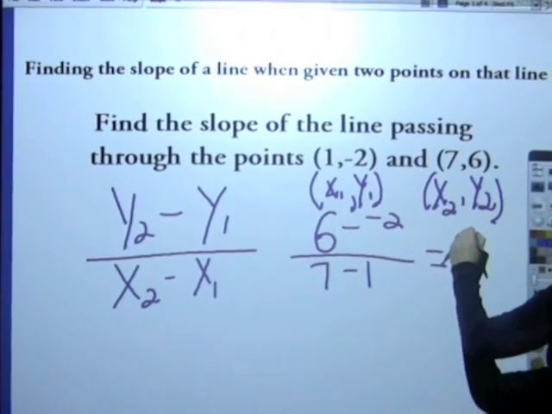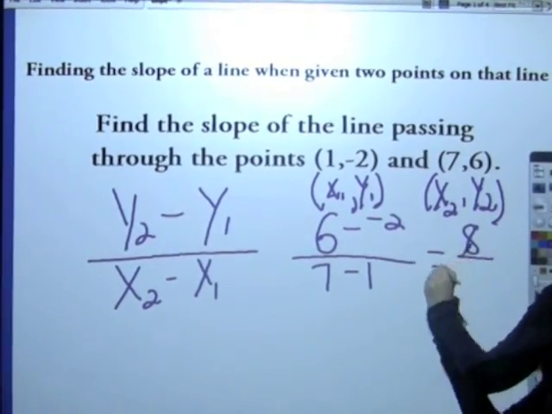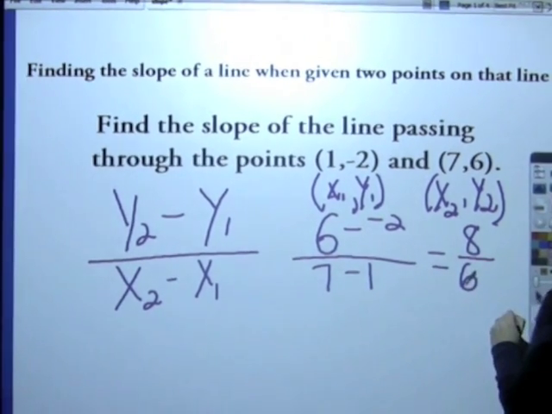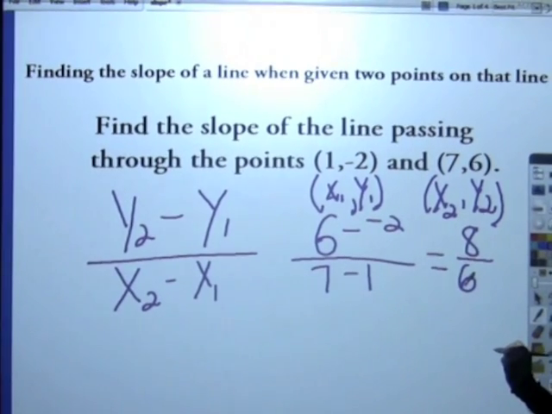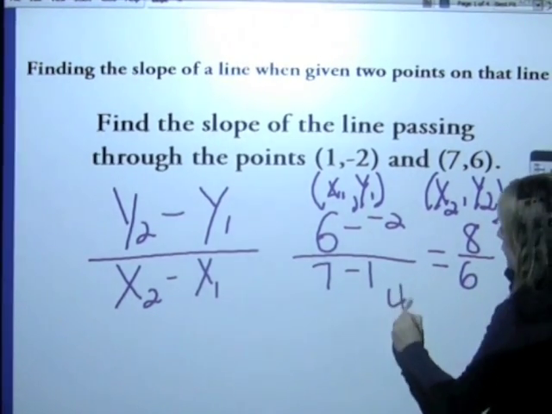When subtracting a negative, it becomes a positive. So we have 8 over 6. We can reduce it, divide by 2, and our answer becomes 4/3. 4/3 is correct.